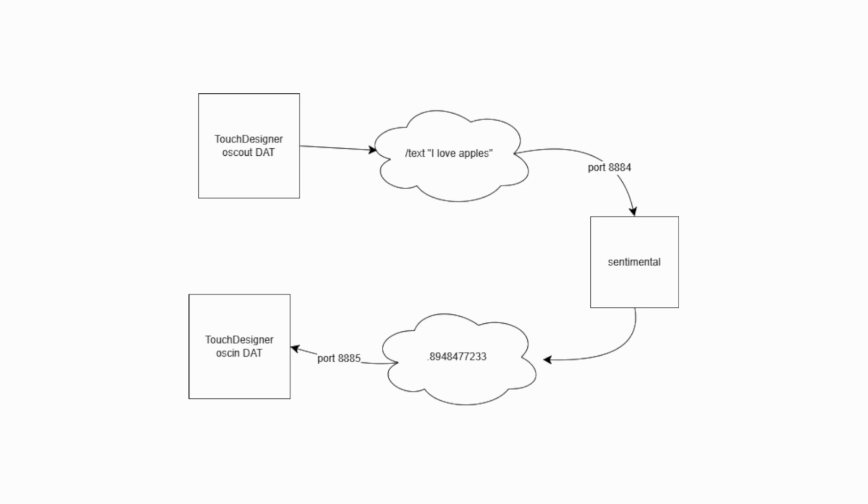So if you look at this diagram, the upper left shows Touch Designer with an OSC Out DAT. It uses that DAT to send to port 8884 on the same computer, and that's where Sentimental is listening. And once it receives that string, it does the analysis and then sends an OSC message to port 8885. And you can see in the lower left that Touch Designer has an OSC In DAT that is waiting and listening on port 8885 to receive that number. So that's how it all works.